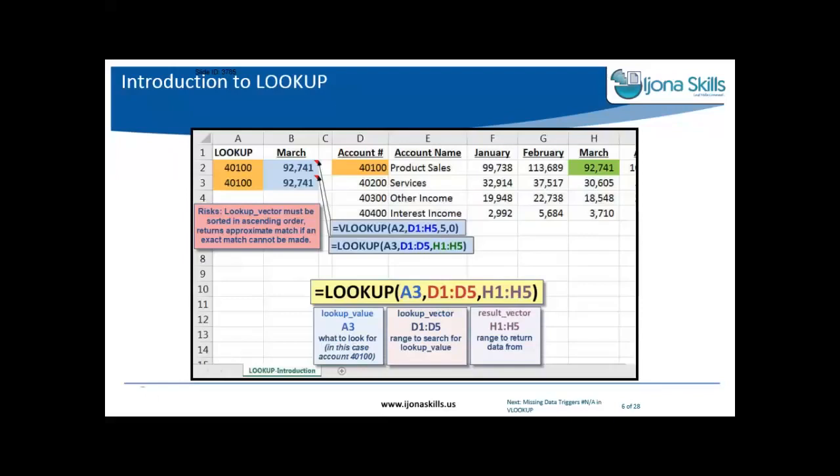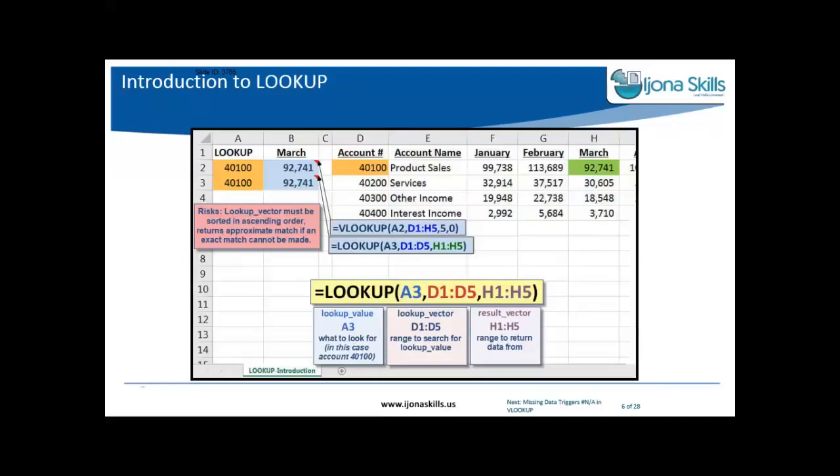Now, the good thing about the lookup function is it's a bit streamlined. So we have a lookup value, which is what we're looking for. We then have a lookup vector. And so a lookup vector is going to be a single column or a single row of cells where we want to look for a particular value. And then we also have a result vector. That's a single column or a single row that we want to return a match from.